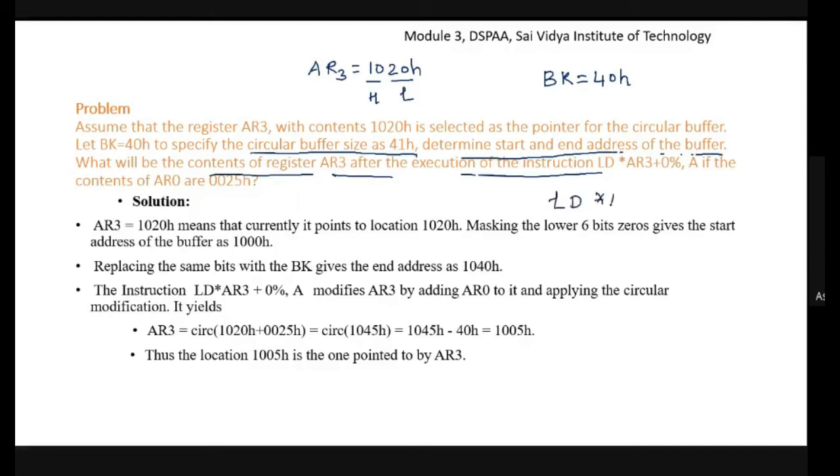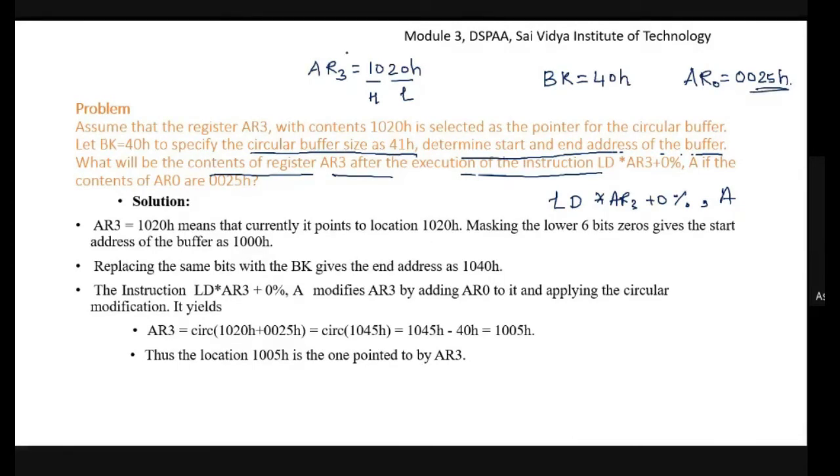What will be the content of the register AR3 after execution of the instruction? The instruction given is *AR3+0%, A. So this is the instruction given. If the content of AR0 given in the problem is 0025 hexadecimal. So this is the problem.